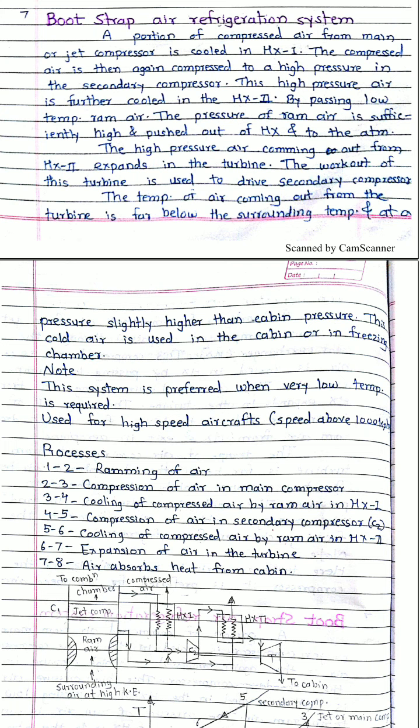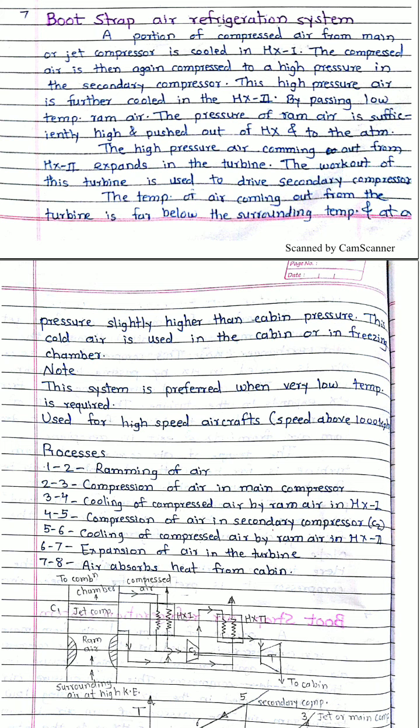Now in that simple air refrigeration system we are using one compressor, one heat exchanger, one turbine and fan. But in this next advancement we are making multiple use of the components. So please note the name of this system: bootstrap air refrigeration system. Now what is the difference between the simple air refrigeration system and the bootstrap air refrigeration system?